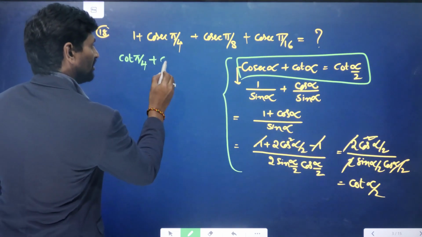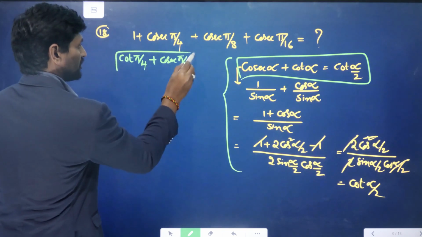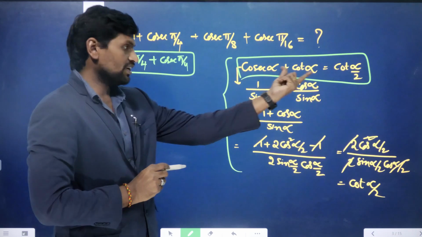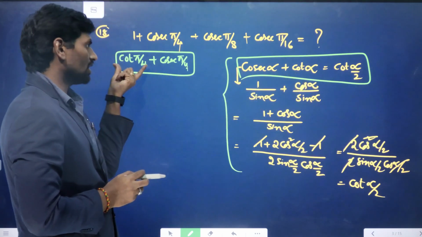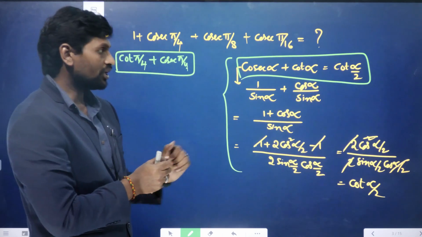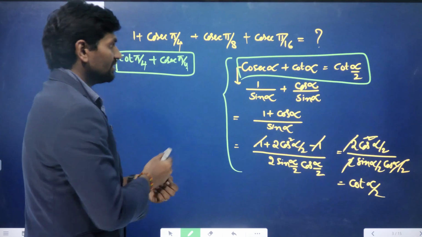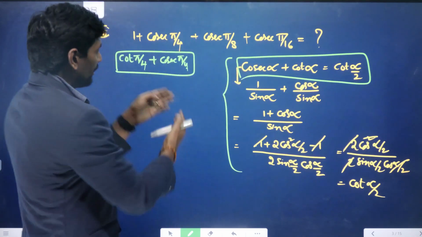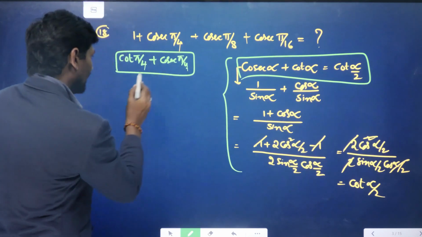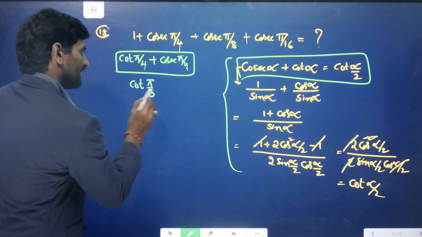Plus the second one, cosecant pi by 4. See this one, the first two terms. It is looking like this formula, right? Cosecant alpha, cot alpha here. Cosecant alpha, cot alpha. But in the place of alpha it is given pi by 4. So what will we get? Cot alpha by 2. Okay? That means alpha by 2. Here pi by 4 by 2 becomes pi by 8.